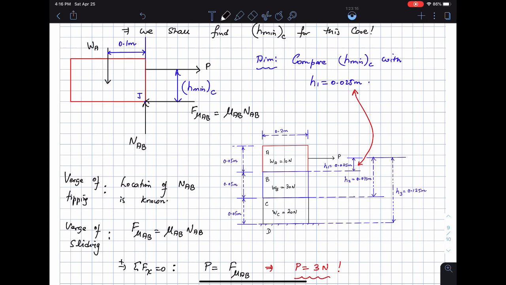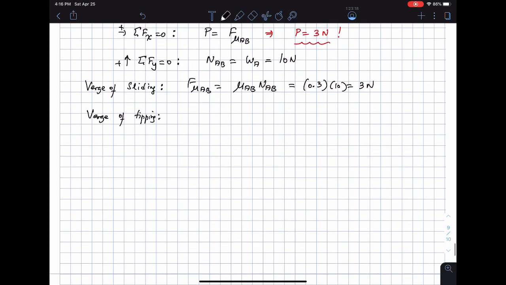I sum moments about the point J, WA times 0.1 balanced by P times H minimum. You can do the moments counterclockwise, clockwise, and all that. So sum of moments at J is equal to 0. If I do that, I end up getting H minimum C is WA times 0.1 divided by P, which is equal to 0.33 meters.